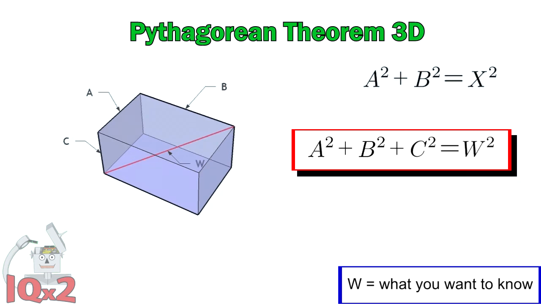This is the formula for the diagonal of a box in 3D. Notice how similar it is to the regular Pythagorean theorem in 2 dimensions. This is not a coincidence.